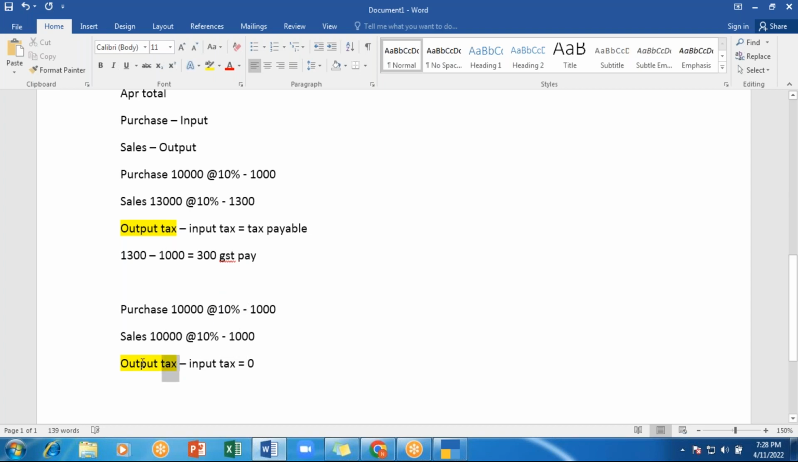When this is becoming 0, should I pay a tax? Then I don't have to pay. I don't have to pay the tax, but still I have to show the report saying that I have no tax to be paid. Still I have to show it as a nil return, 0 rupees paid. Though I'm not paying, I still have to do this.